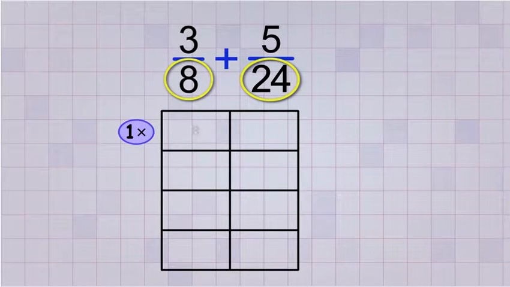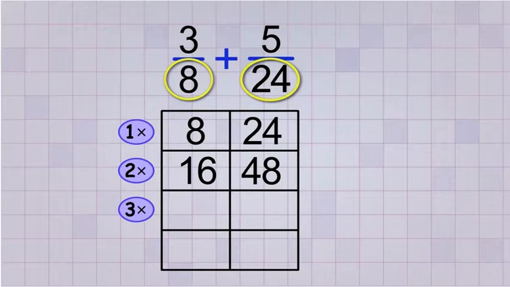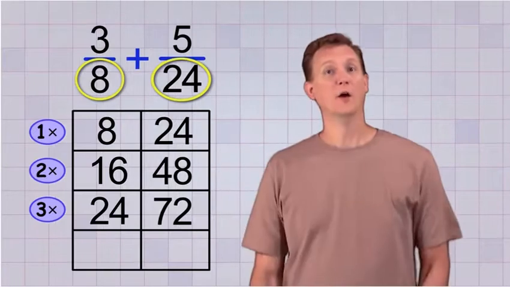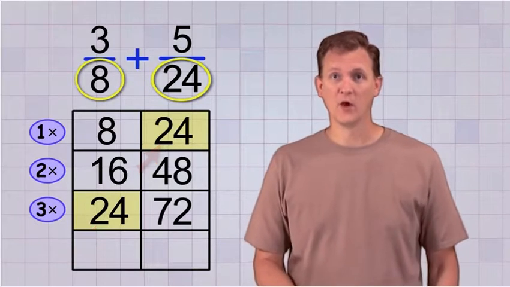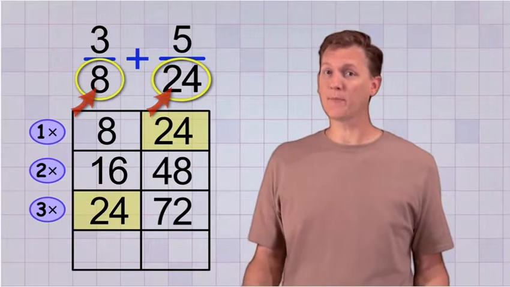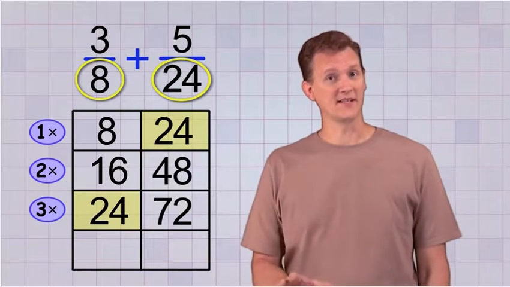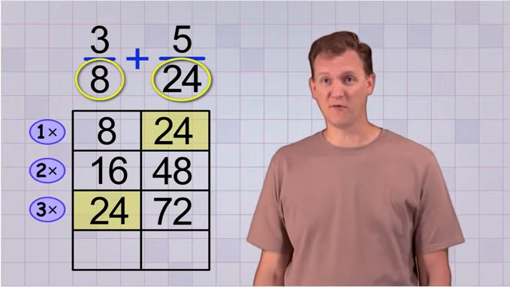Well, that's easy. We have 8 and 24. Next, we multiply them both by 2, and that gives us 16 and 48. I still don't see anything in common, so let's multiply them both by 3. 3 times 8 is 24, and 3 times 24 is 72. But look, we have something in common now. We have a 24 in each column. We have found the least common multiple of the numbers 8 and 24, and it happens to be 24. That makes sense if you remember your multiplication tables, that 3 times 8 equals 24.